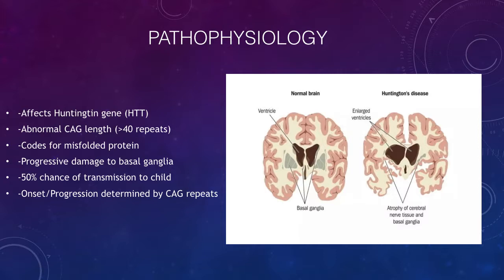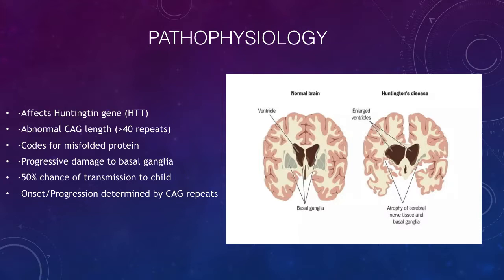Now, everyone has two copies of the HTT gene, but only one mutated copy is enough to pass it on to the offspring. So, children of an infected parent have about 50% chance of inheriting the disease from that parent.